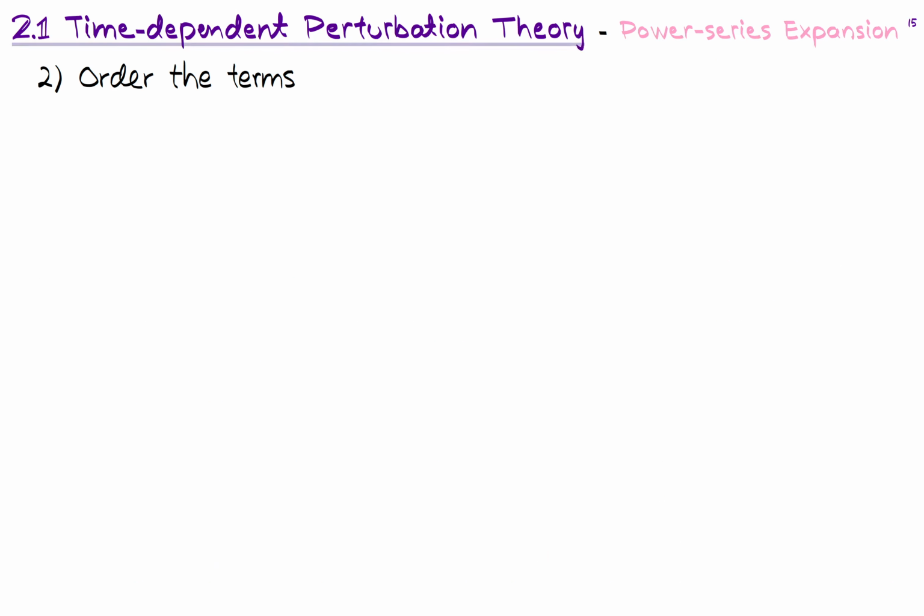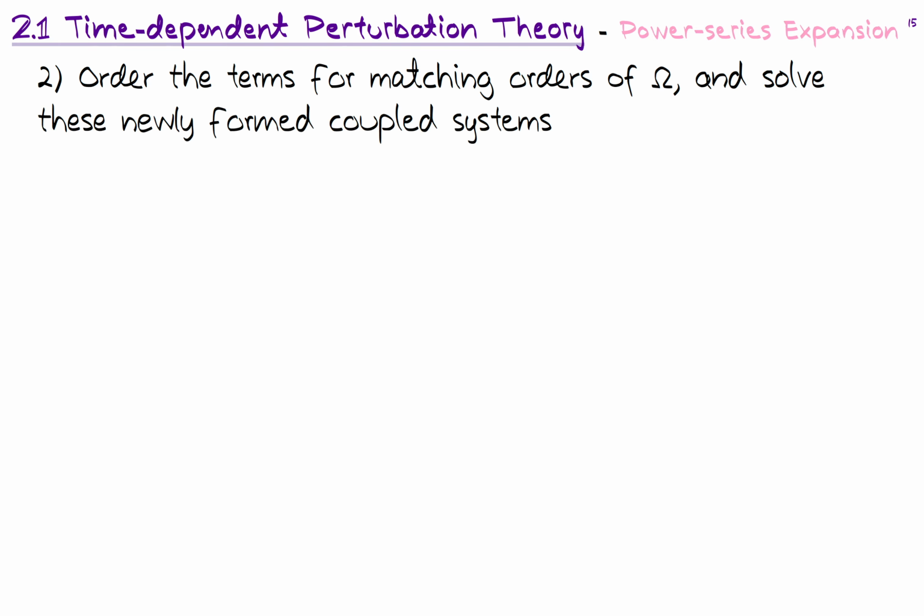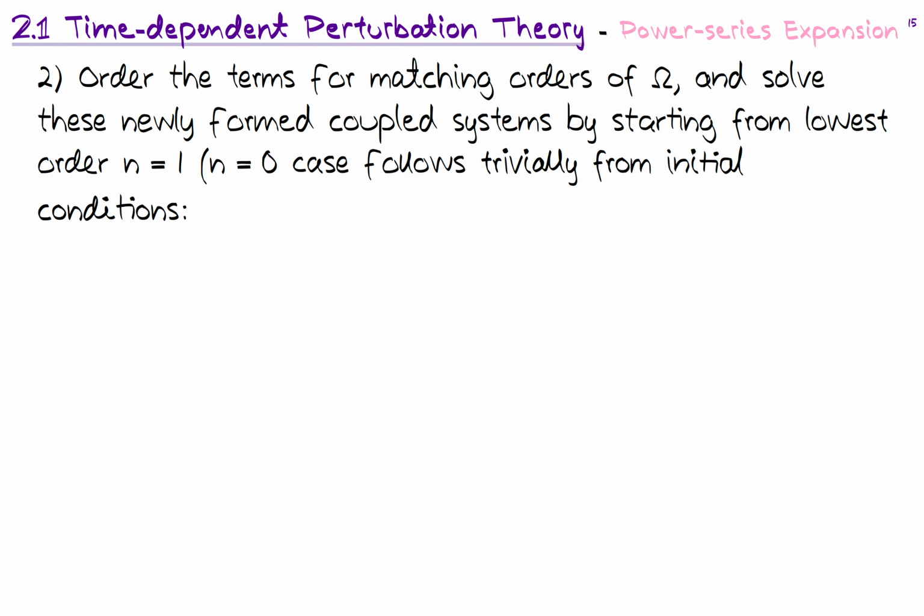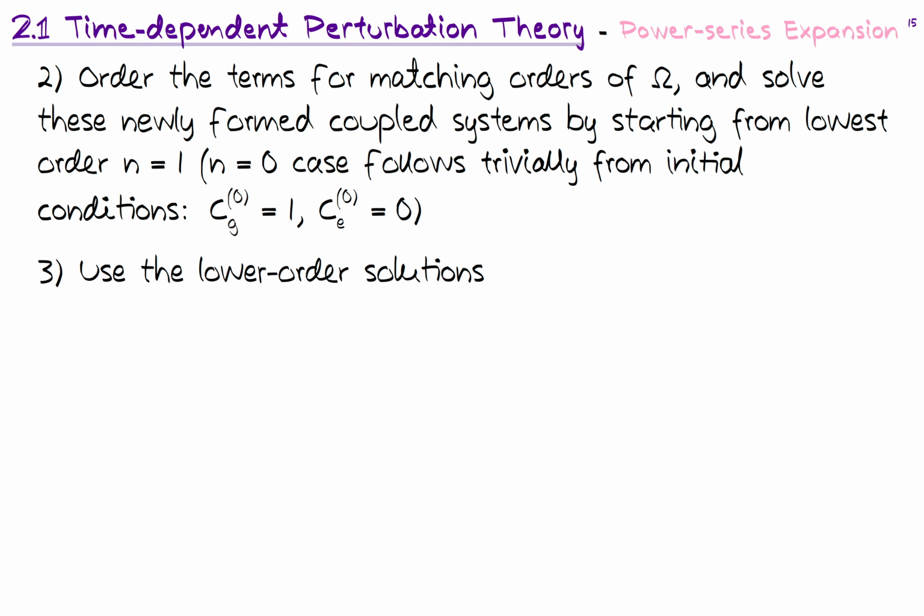So basically, second, we will be ordering these terms in the matching orders of Rabi frequency, and then we solve each of these newly formed coupled systems one by one, starting from the lowest order. So that would be the kind of N1, because the N0 case is pretty trivial, following from the initial conditions. So the 0th order cases would be expansion coefficient terms like this, arising just from the initial conditions.